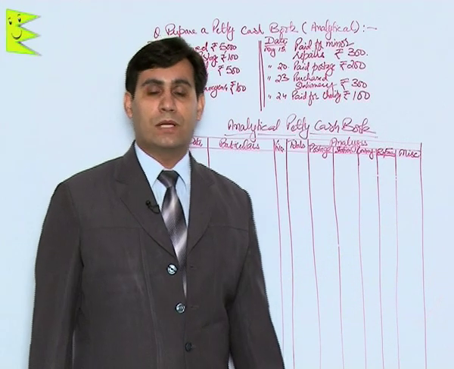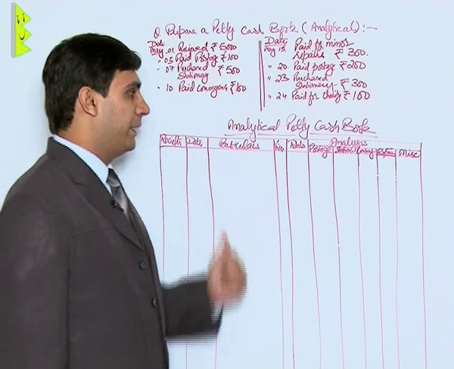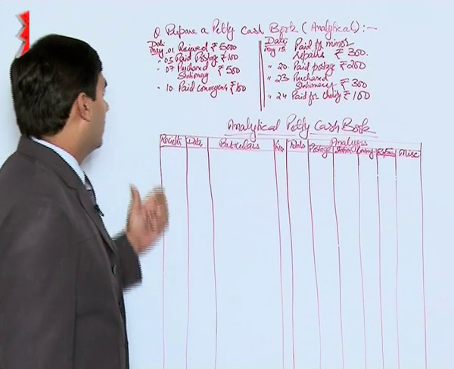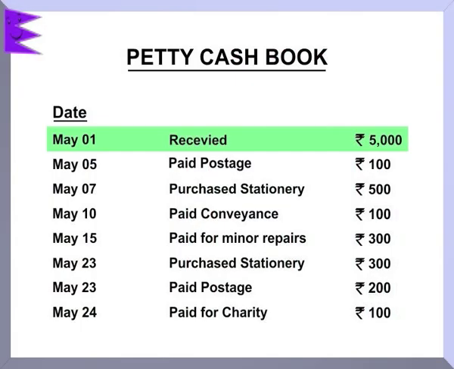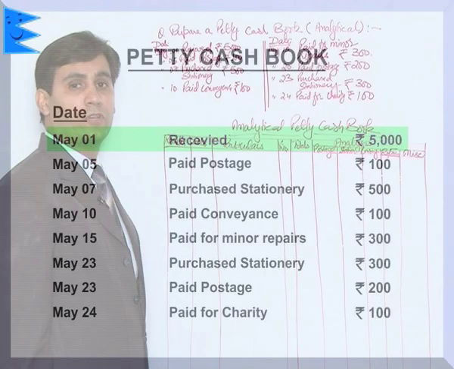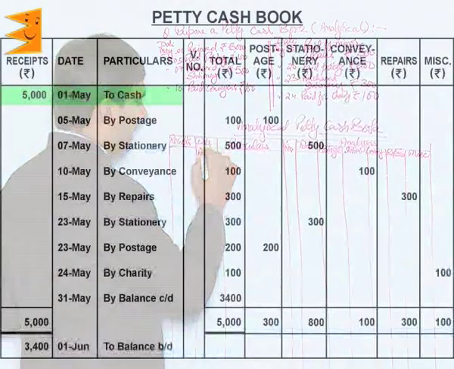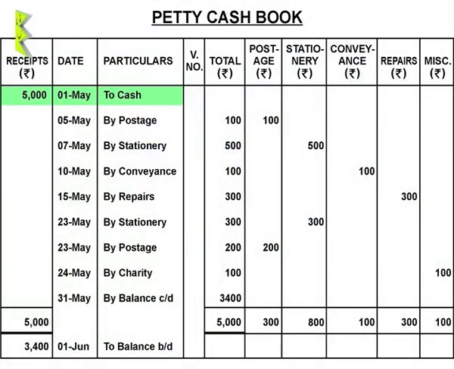So now let us do one question based on analytical petty cash book. Now here are some transactions that are mentioned. The first one being on 1st May received rupees 5,000. That means the petty cashier has received an imprest payment of rupees 5,000 from the head cashier. Since he has received it, it would be May 1st to cash, and the entry would be made in the receipts column, that is rupees 5,000.